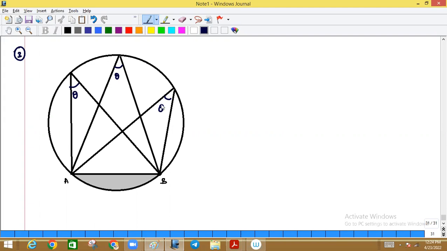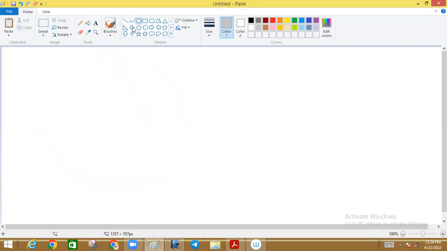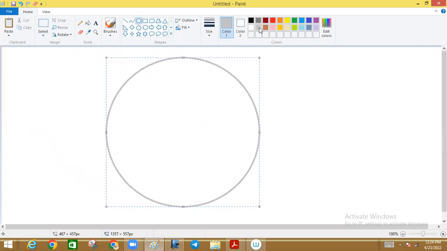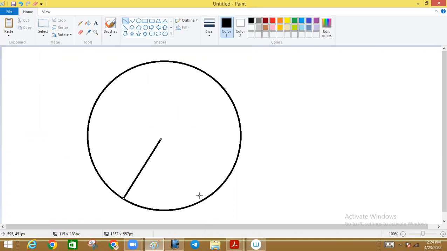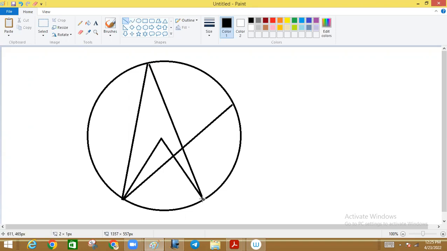An angle subtended at the center. If you take the angle subtended at the center, this is an angle which is subtended at the center. This is rest of it. You can take anywhere, doesn't matter. Here also you can take it. Right?